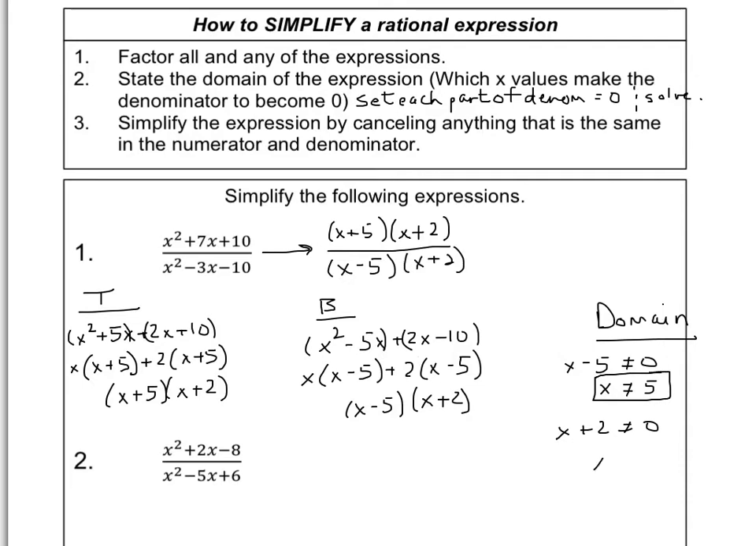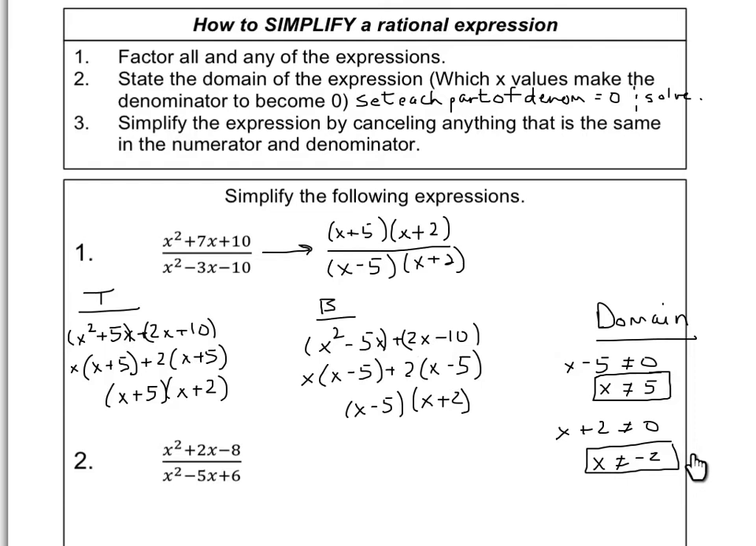And if I subtract 2 here, x cannot be negative 2. That's the second domain. Okay? So again, this tells me if I put 5 in for x right here, that's going to make 0. 0 times anything is 0, which gives me 0 in the denominator. I cannot have 0 in the denominator. Okay, so these are my domain. These are the numbers that x cannot be.